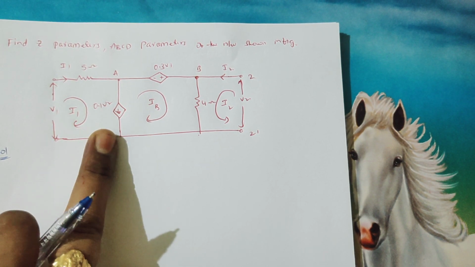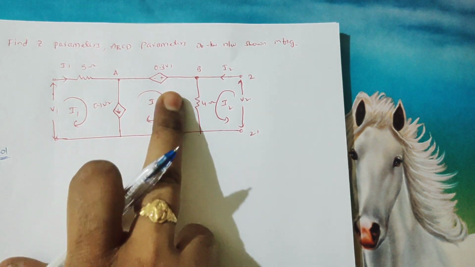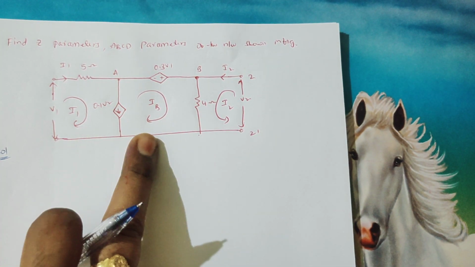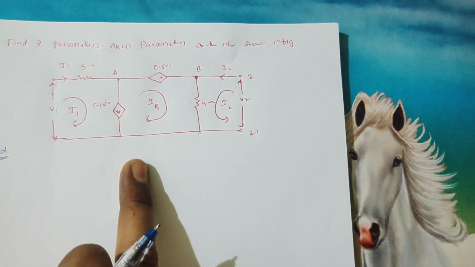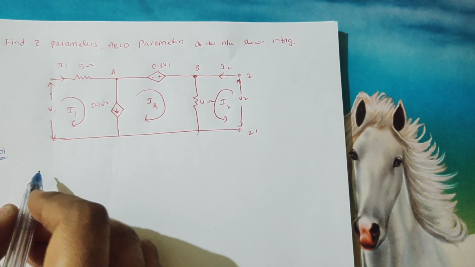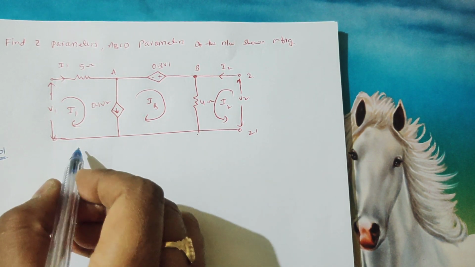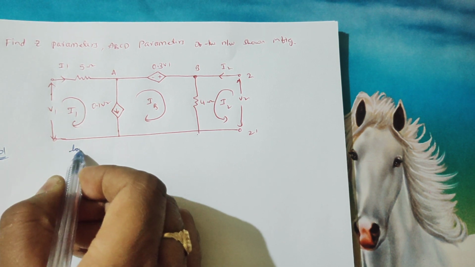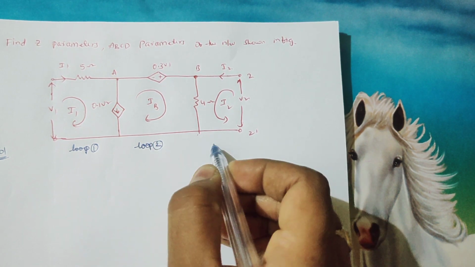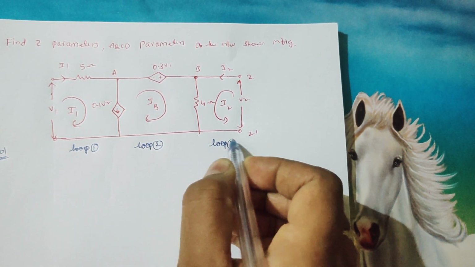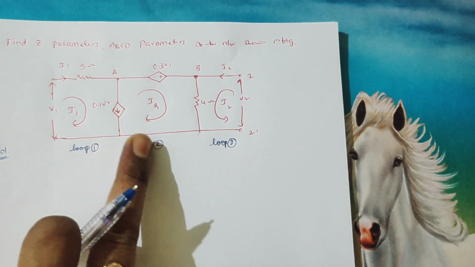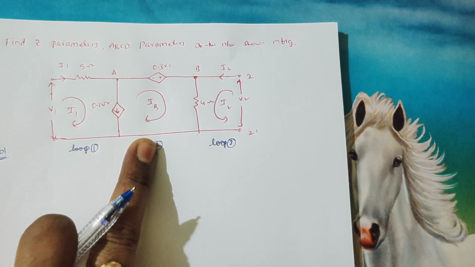In the given circuit, they have given two dependent sources, one voltage source and another one current source. So we can't apply the KVL here. So we are going to apply a super mesh analysis here. In the given circuit we have a total of 3 loops, loop 1, loop 2 and loop 3. In loop 1 and loop 2 we can't apply the KVL directly here. So we are going to apply a super mesh analysis.